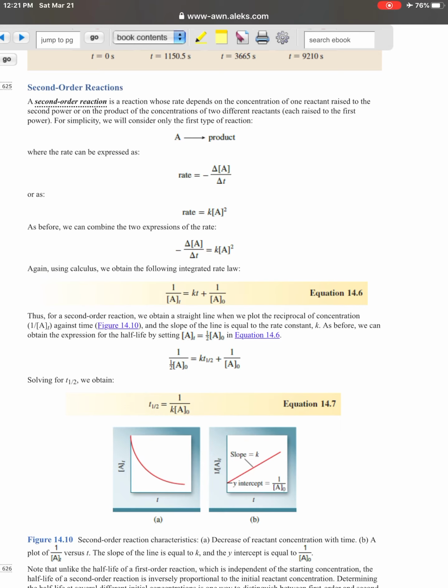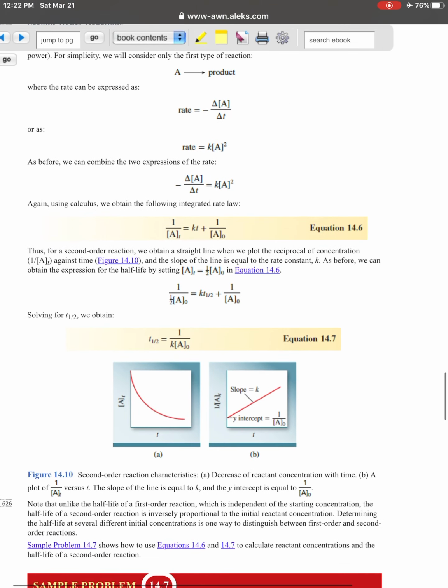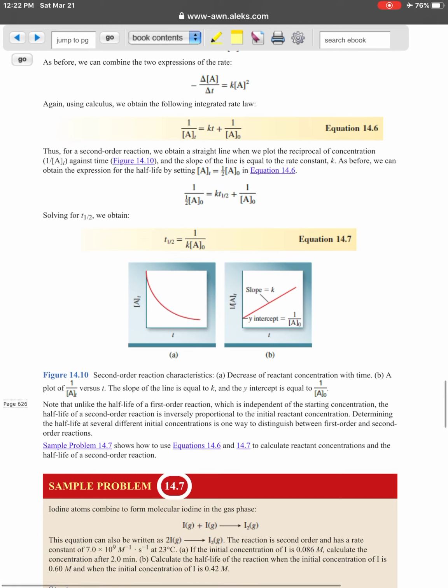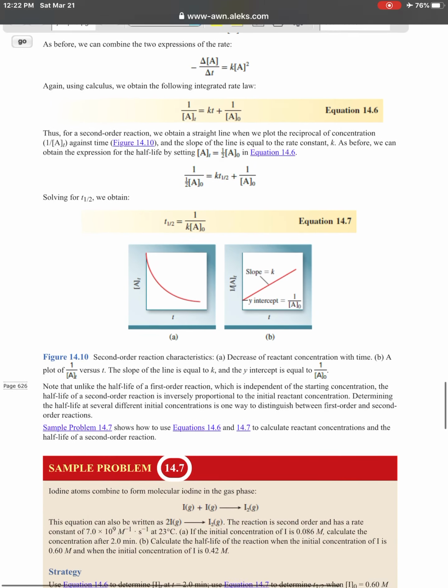As before, we can combine the 2 expressions of the rate. Minus change in the concentration of A over the change in time equals k times concentration of A squared. Again, using calculus, we obtain the following integrated rate law. 1 divided by the concentration of A at time t equals kt plus 1 over the initial concentration of A. That's equation 14.6. That equation is useful. Thus, for a second-order reaction, we obtain a straight line when we plot the reciprocal of concentration, 1 over [A]t, against time. And the slope of the line is equal to the rate constant k.